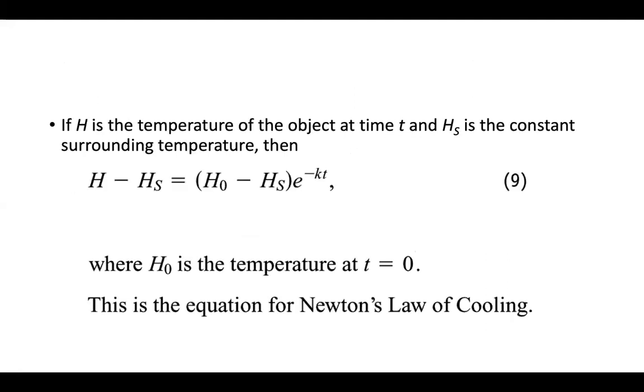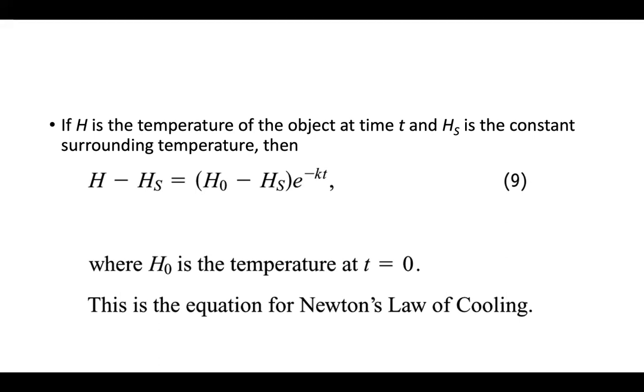All right, so here's the formula. I will spare you the details, although it's very similar to the other things that we've been looking at. If H is the temperature of the object at time t, and H sub s is the constant surrounding temperature, then H minus H sub s is equal to H sub 0 minus H sub s times e to the negative kt.